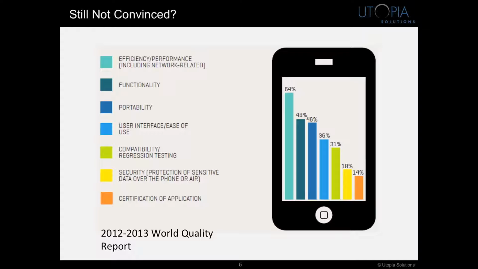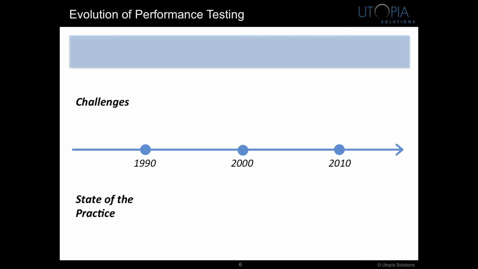Before we dive in too deeply, let's take a quick walk down memory lane and think about the evolution of performance testing. This will give us a common understanding, at least at a high level, of where we are with performance testing today. So if we look back into the 1990s, performance testing was primarily performed on two-tier client-server systems.